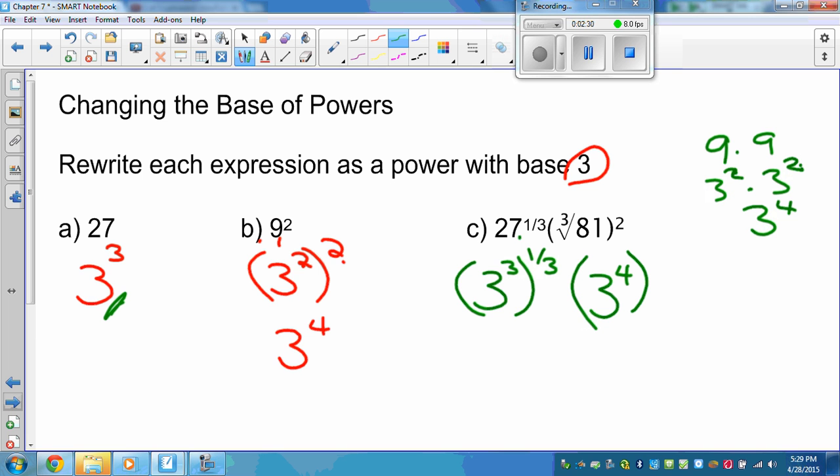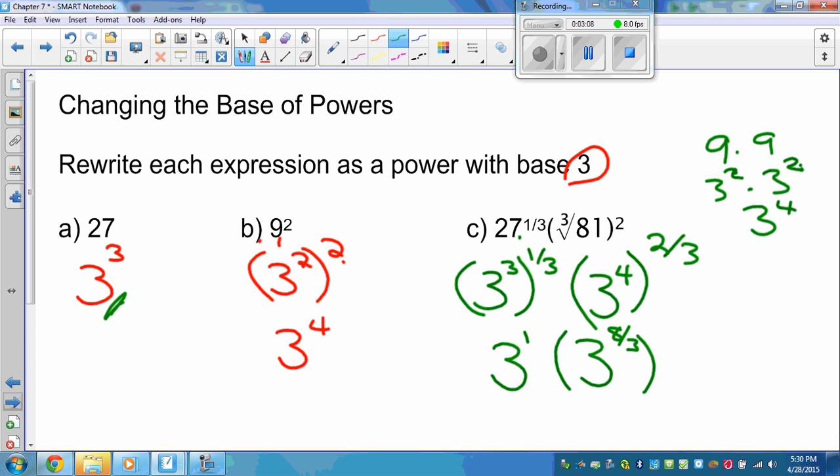This is to the power of 2/3. That's what a cube root means. It's to the power of 1/3. So we have 2 times 1/3. Now we need to do some multiplying. 3 cubed to the power of 1/3. 3 times 1/3 is 3 over 3, or 1. So 3 to the 1 times 3 to the 4 to the power of 2/3. I multiply exponents. So I get 3 to the 8/3.